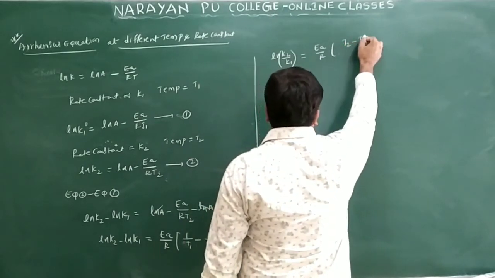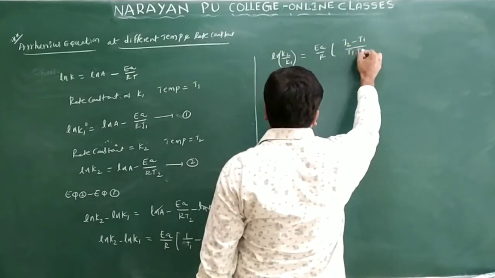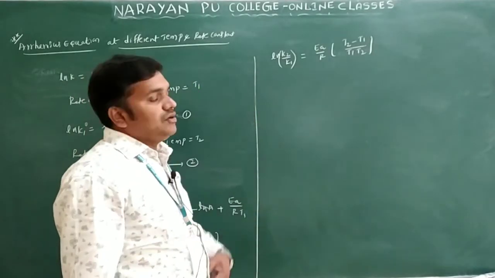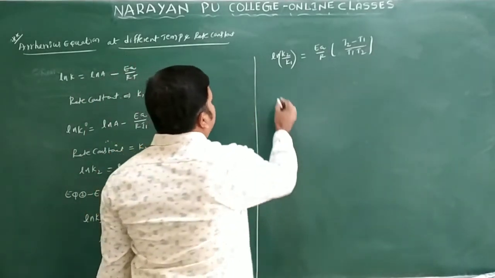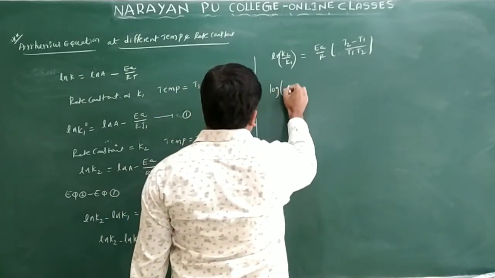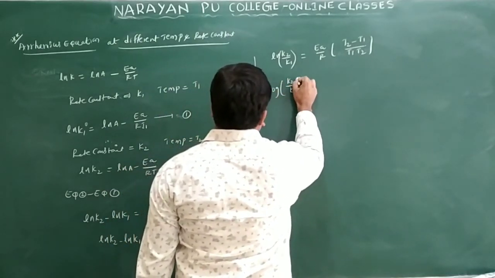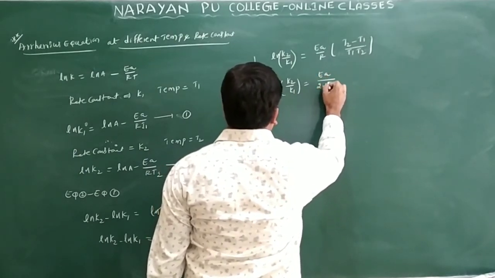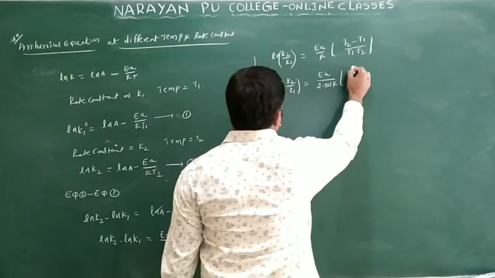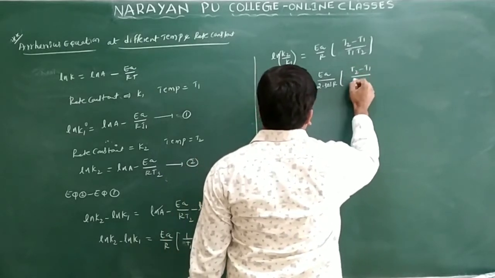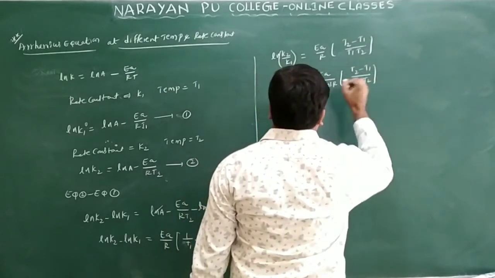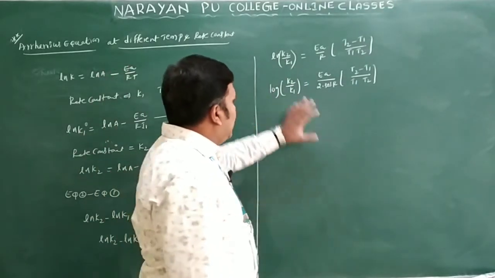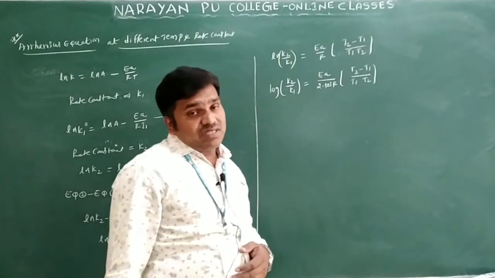This is T2 minus T1 by T1 into T2. So here ln is there, we can convert it into log form. Then what will you get here? This is log K2 by K1 is equal to EA by 2.303 R into T2 minus T1 by T1 T2. This is the relation between the rate constant and the temperature.